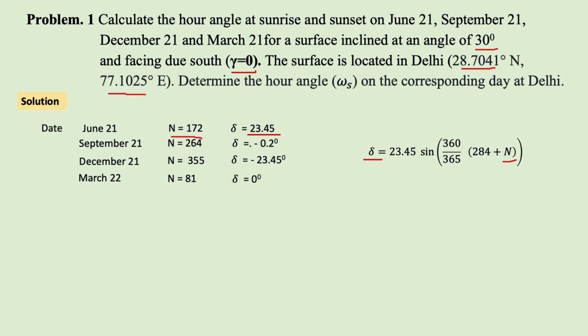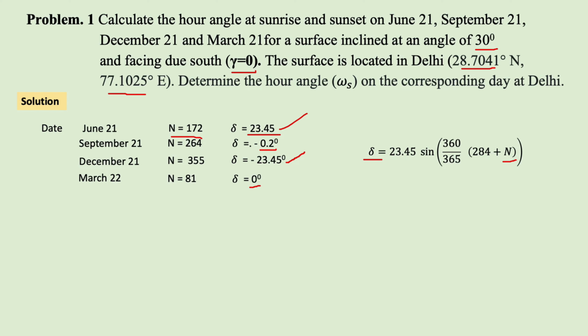So what we can conclude from these values is that on June 21 the angle of declination is 23.45 degrees. It means the sun's apparent position is on the Tropic of Cancer, located in the northern hemisphere. On December 21, the value of delta is minus 23.45 degrees. It means it is located in the southern hemisphere at the Tropic of Capricorn. Whereas on September 21 the value of delta is almost 0, and on March 22 it is 0. So it means on September 21 and March 22, the sun is located on the equator.